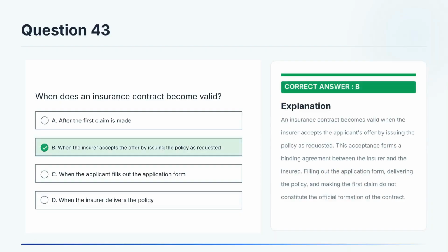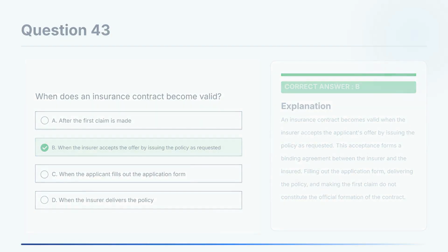The answer is B. When the insurer accepts the offer by issuing the policy as requested. An insurance contract becomes valid when the insurer accepts the applicant's offer by issuing the policy as requested. This acceptance forms a binding agreement between the insurer and the insured. Filling out the application form, delivering the policy, and making the first claim do not constitute the official formation of the contract.